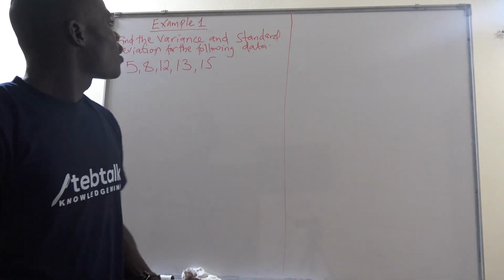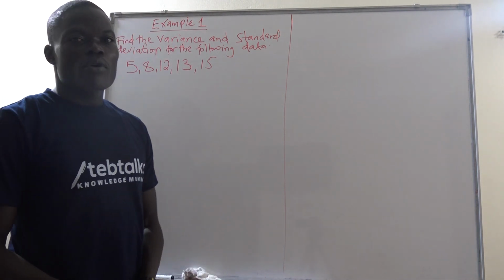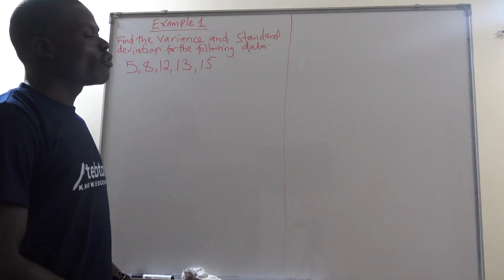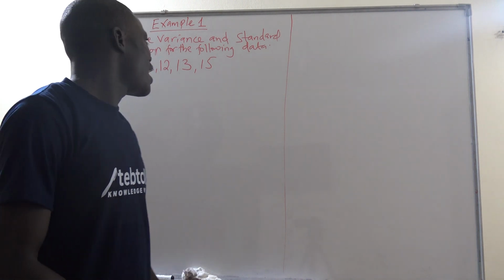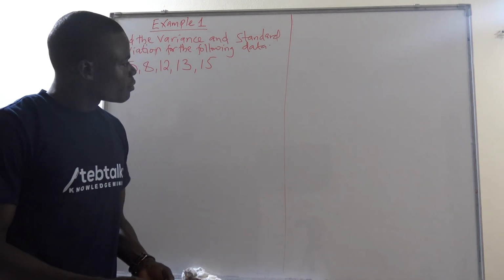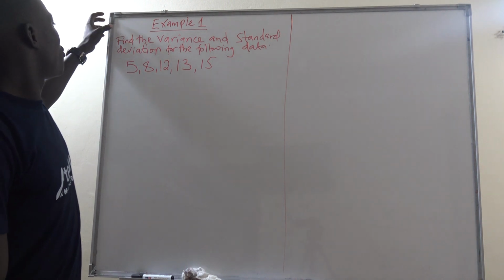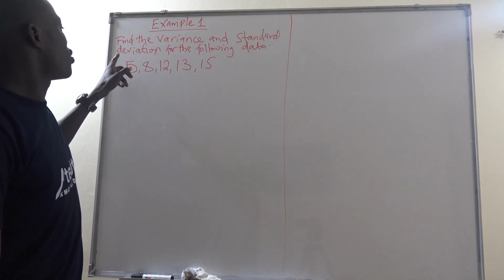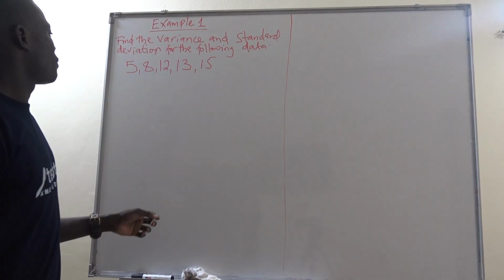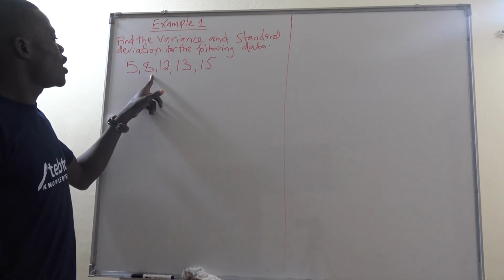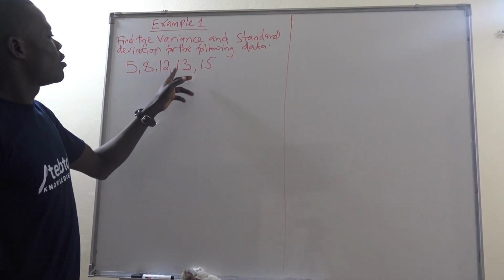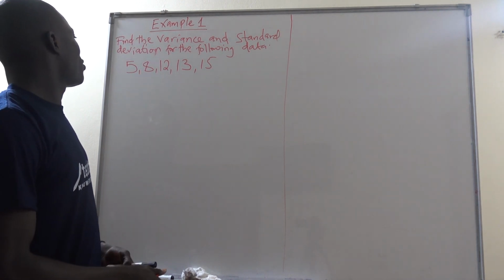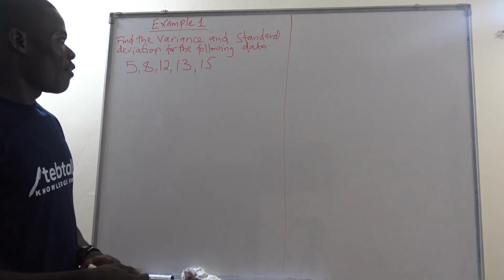In this video we are going to look at an example concerning how to calculate variance and standard deviation for ungrouped data. First and foremost, the example reads: find the variance and standard deviation for the following data. We have 5, 8, 13, 12, and 15. Those are the data which they have given us, or the number of variables which we have.